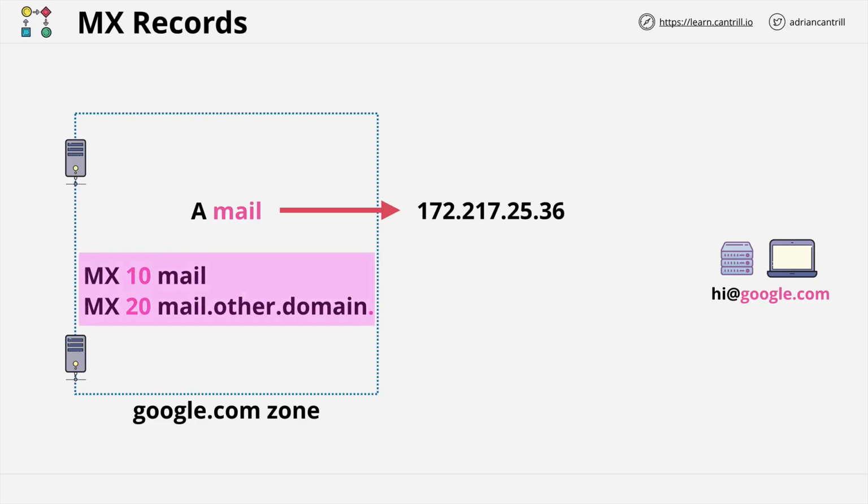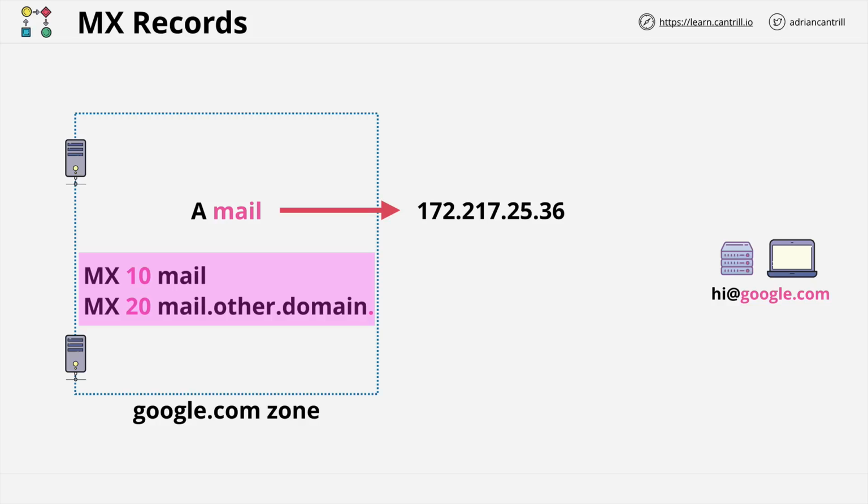The value can be just a host, as with the top example. So mail here is just mail, that's just a host. If it's just a host, and we can tell that by the fact that it's got no dot on the right, it's assumed to be part of the same zone that it's in. So mail here actually means mail.google.com. It's the mail host inside the google.com zone.